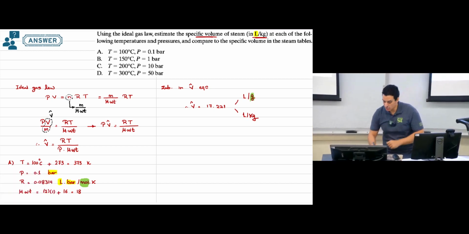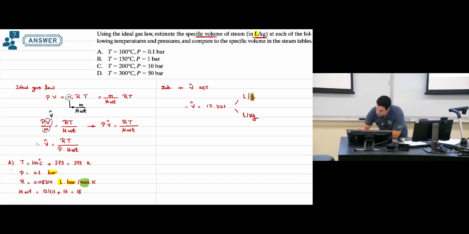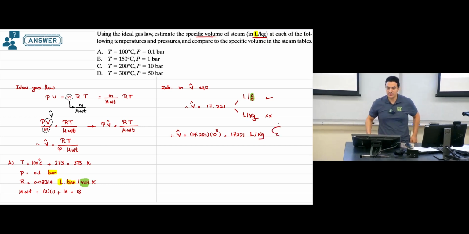Okay, this is not what we need. We need the number to be liter per kilogram. So this is the units we have, not this one. Then the specific volume we have will be 17.221 times 10 to the power 3. So this will be 17.221 liter per kilogram. And this is what I need to calculate.